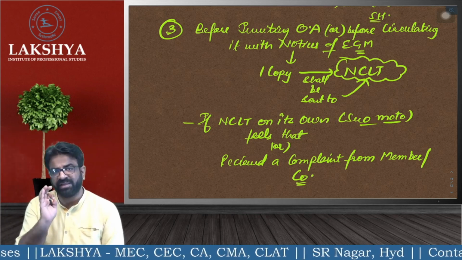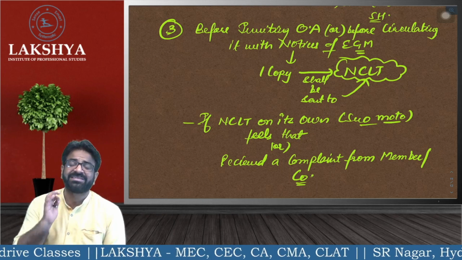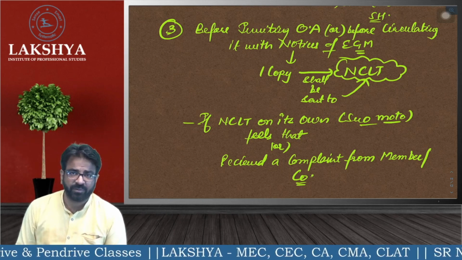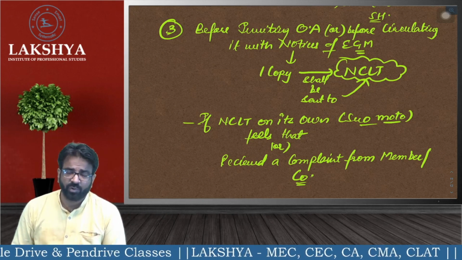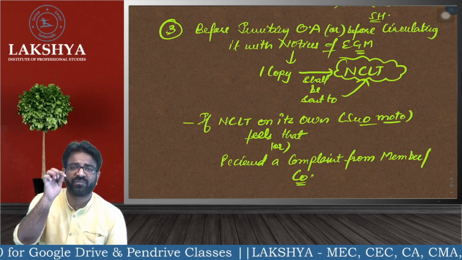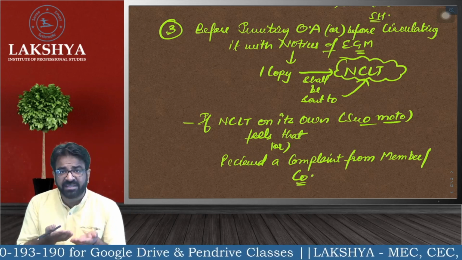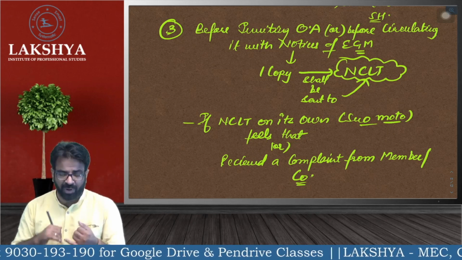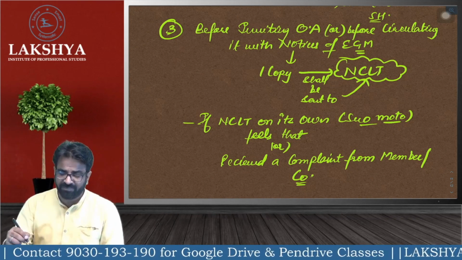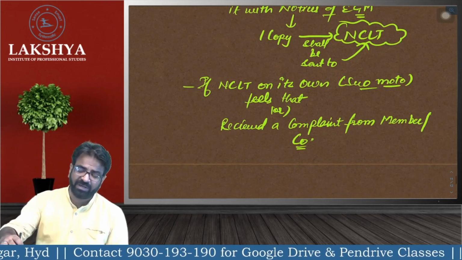The member of the company is dissatisfied with the letter the outgoing auditor has sent, and with the content written in that letter. And NCLT also feels so on its own. So either NCLT feels this on its own or it receives a complaint from the company or a member. What kind of complaint?